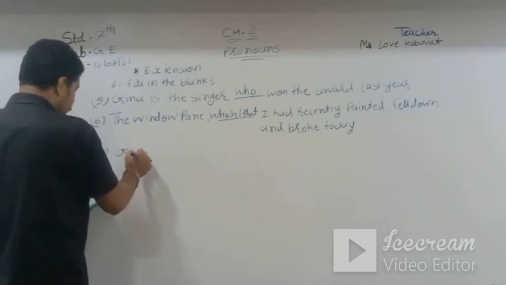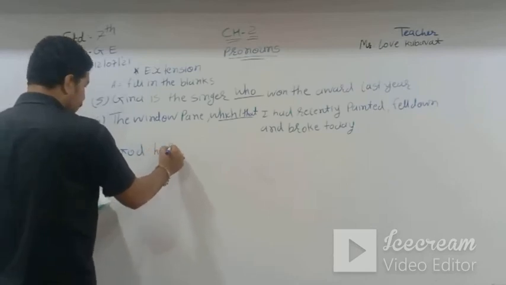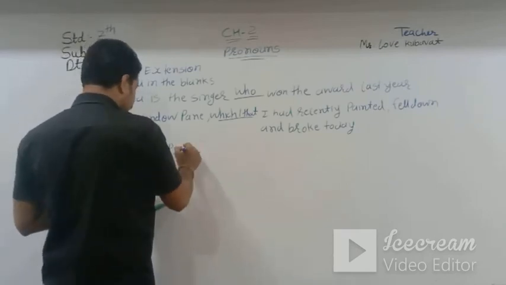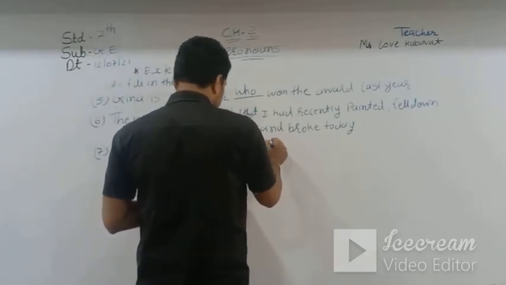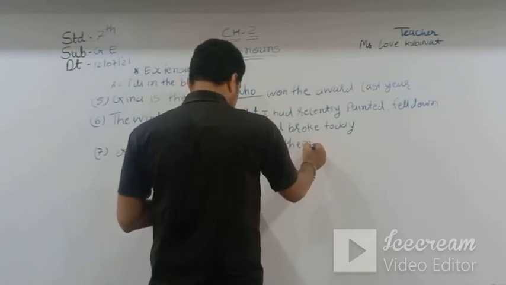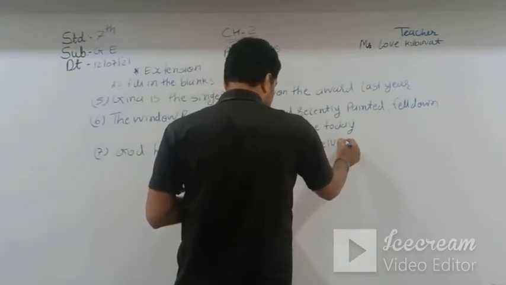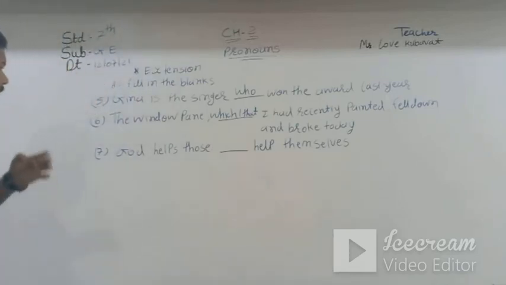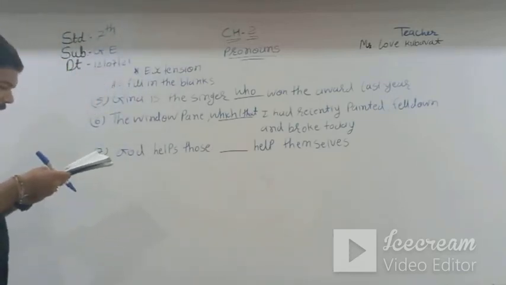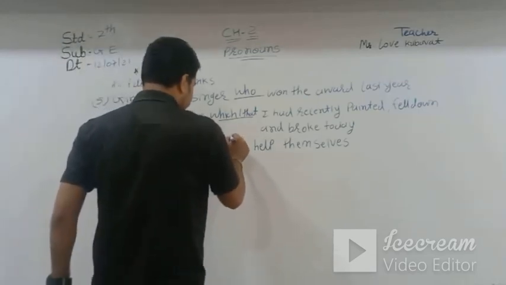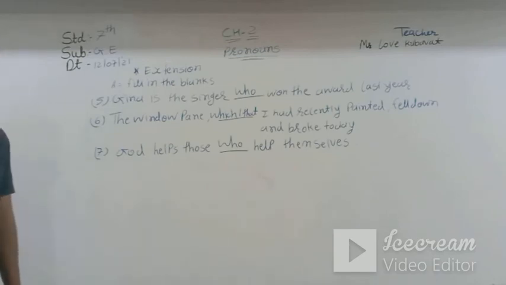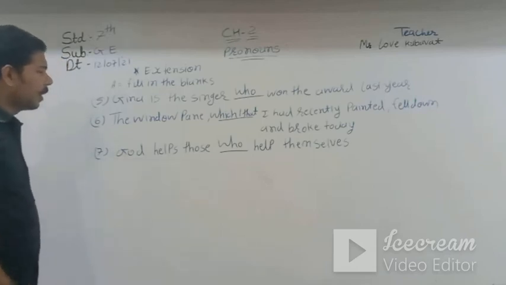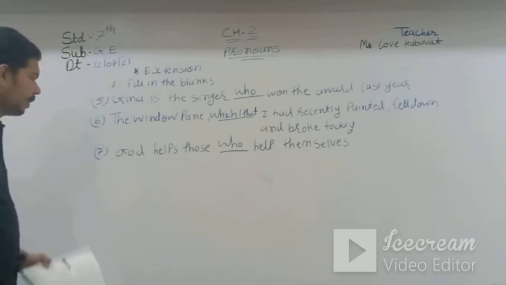Seventh one, God helps those blank help themselves. Here the answer is who. Because who is related to a particular person. That's why the answer is God helps those who help themselves.